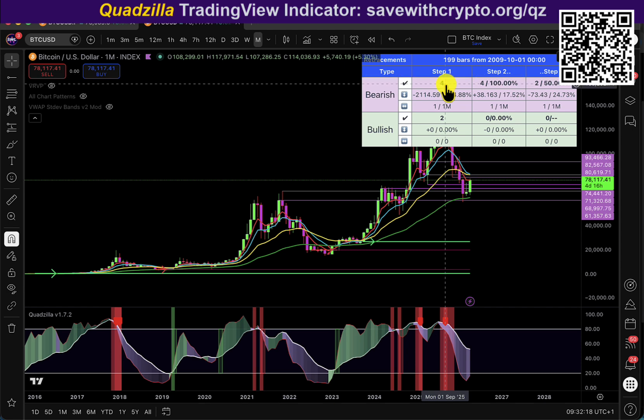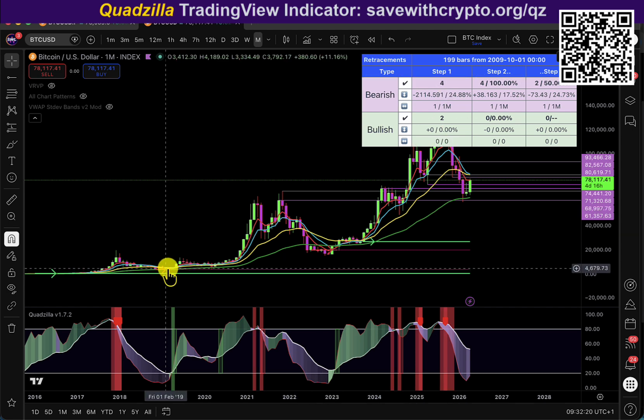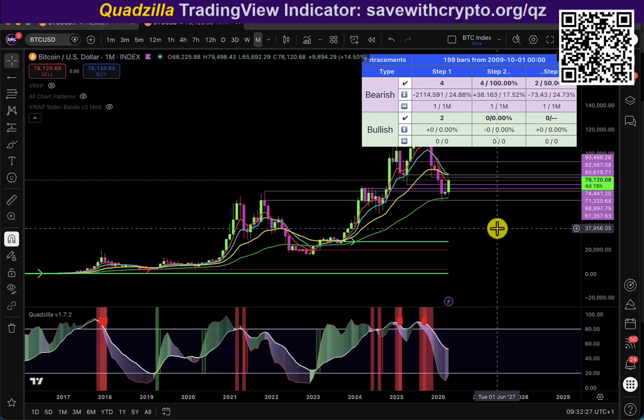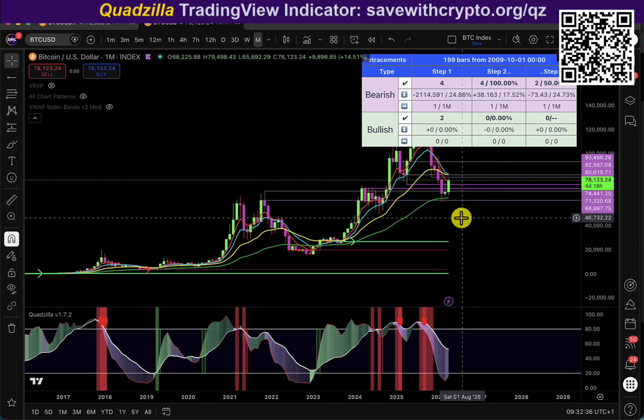However, the bearish ones, which you can see back here, they have all completed. This is a sign of an asset that is going up in value over time. Obviously, if you put it on smaller time frames, it will show a different story. So let's go to the daily.